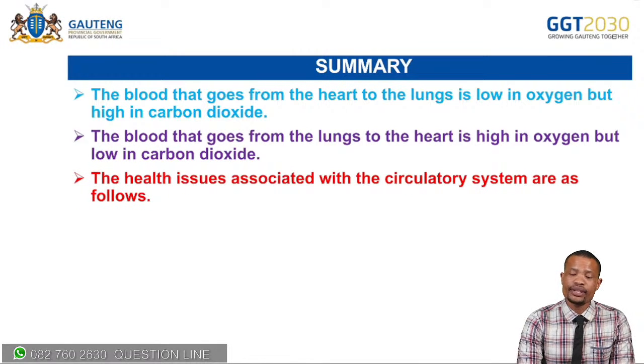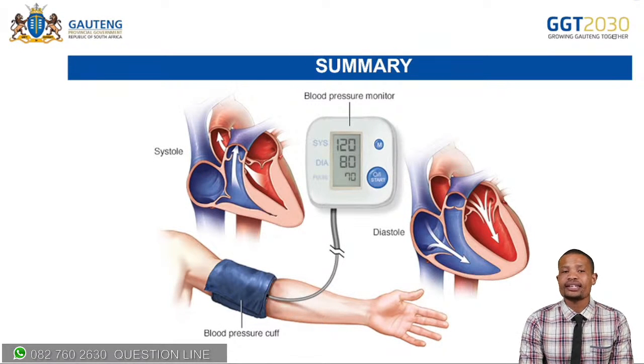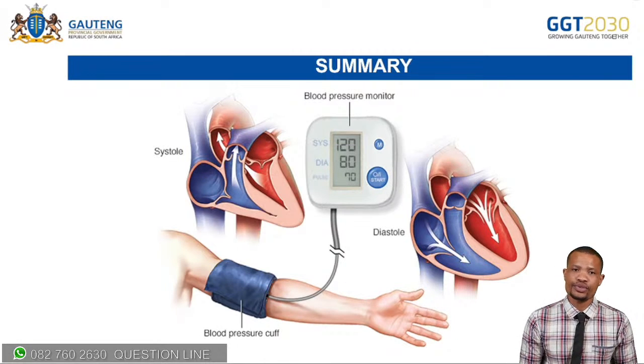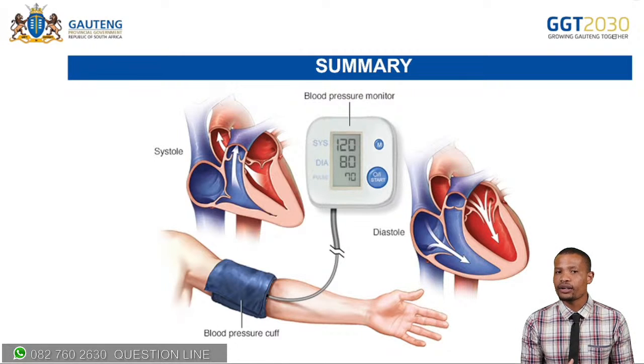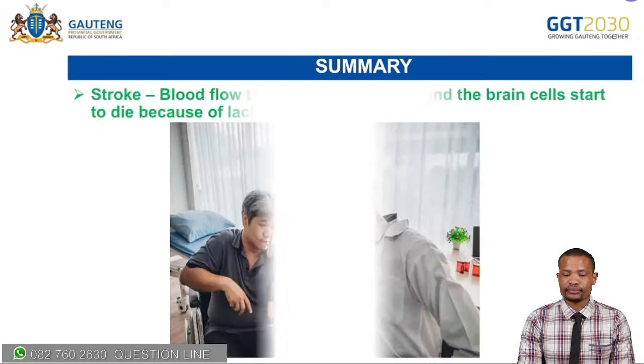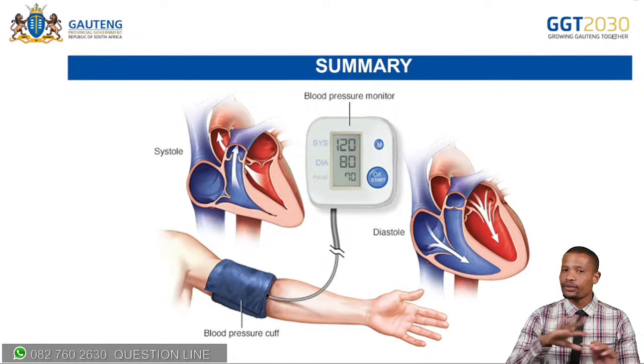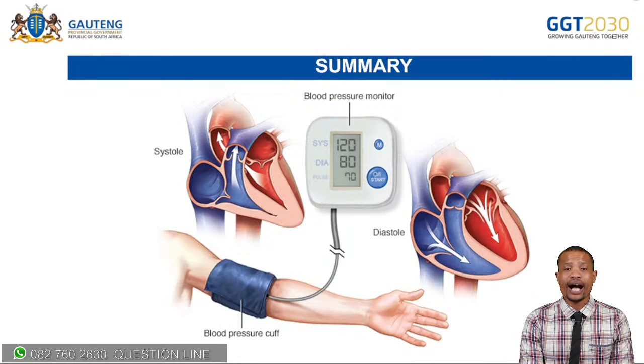The health issues associated with the circulatory system are as follows. We have high blood pressure, which is a result of the pressure at which the blood is being pumped through the arteries being higher than usual, in a way that the arteries push back. They apply pressure back to the blood, causing blood clots that may lead to a high blood pressure situation. We said that a normal blood pressure is 120 by 80, but once it gets to 140 by whatever number, it is regarded as too high and you need medical attention. You have a high blood pressure condition.